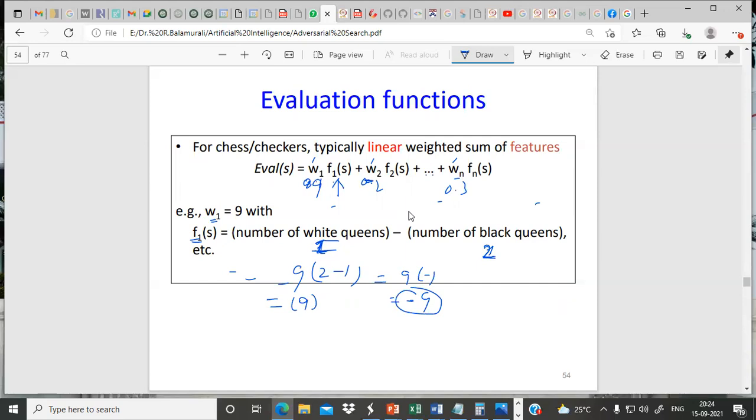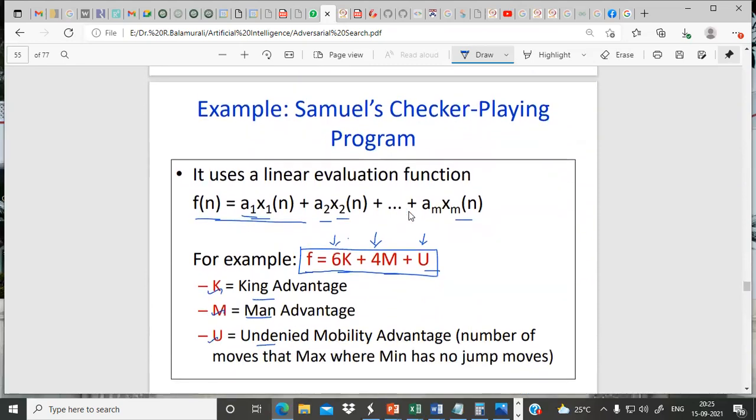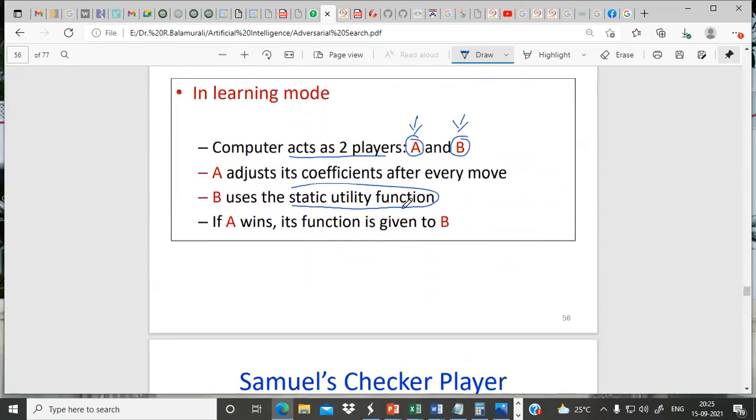But how do we know these weights? These weights play a crucial role in making this evaluation function effective. So these weights should be learned over a period of time. So how should the weights be learned? That's what we are going to discuss.